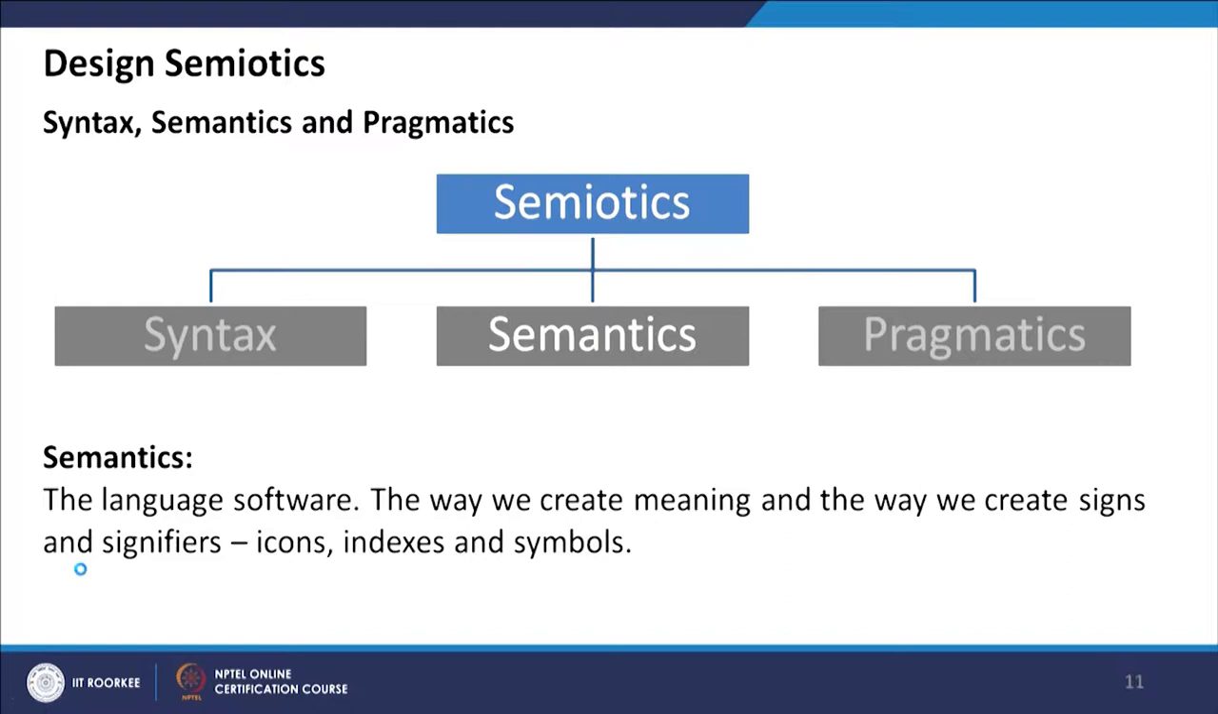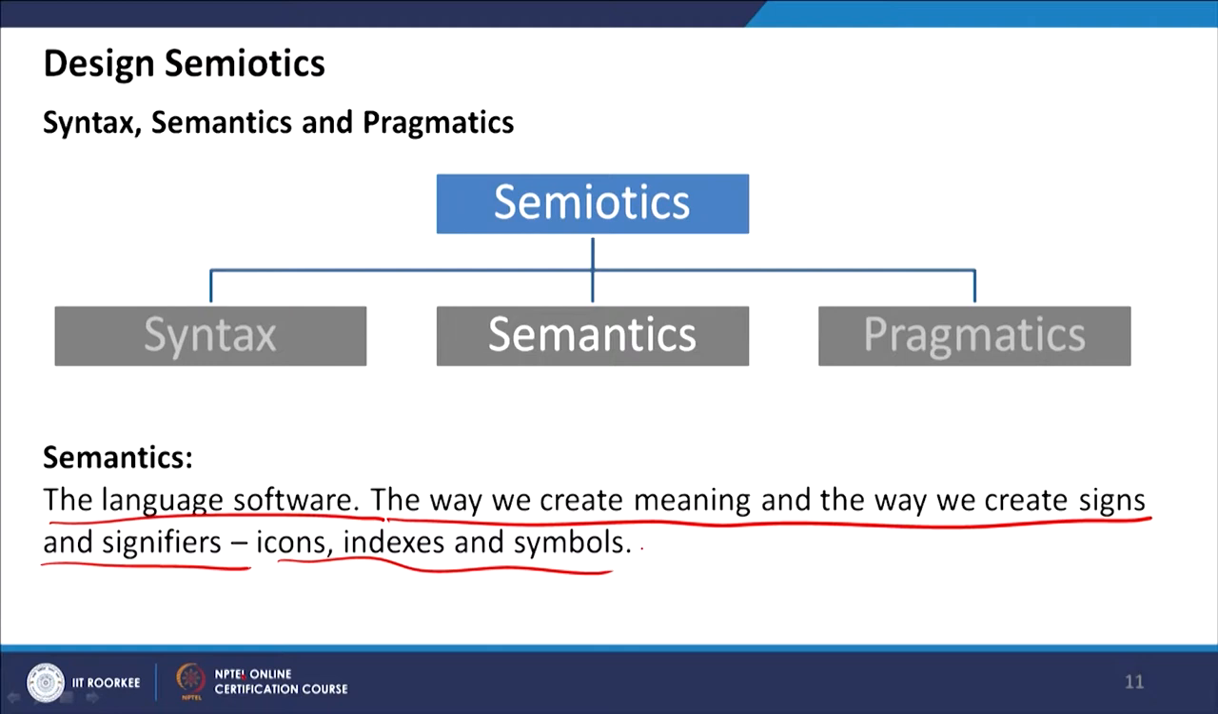The next part of semiotics is semantics. Semantics is the language software, or the meaning. The way we create meaning and the way we create signs and signifiers, icons, index and symbols are part of it. So the meaning part is associated with semantics. The first is sequence, in which the total task flow, or the way we read a particular website, or holistically how the website's different pages are layered in different hierarchy, is the syntax part of it.